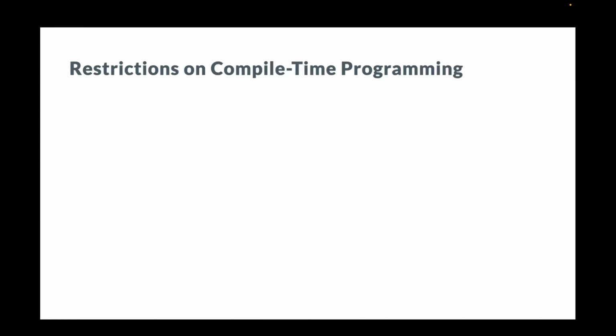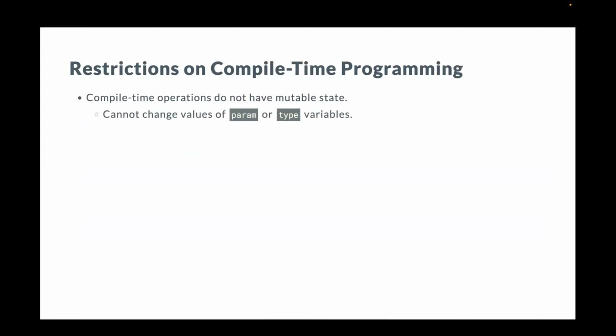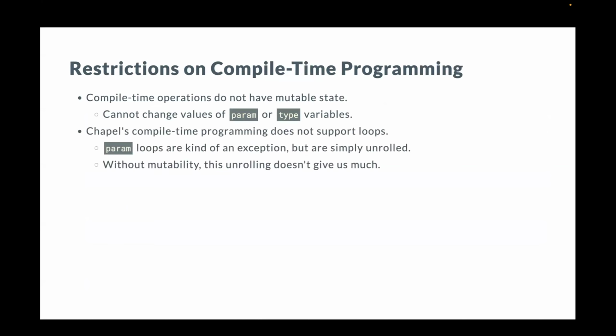But all of this comes with some restrictions that are pretty draconian. So first, compile time operations do not have mutable state. Once you assign the param or type variable, you cannot change it. Also, although Chapel has param loops, which are unrolled, this does not really help you program at compile time because you still don't have mutability. So you can unroll a param loop and resolve its body 10 times, but since you can't change any variables, you can't really preserve any computation between loop iterations. And finally, without state, any functions that accept and produce params or types are basically pure. You really cannot have side effects or print something to the console except as compiler warnings.